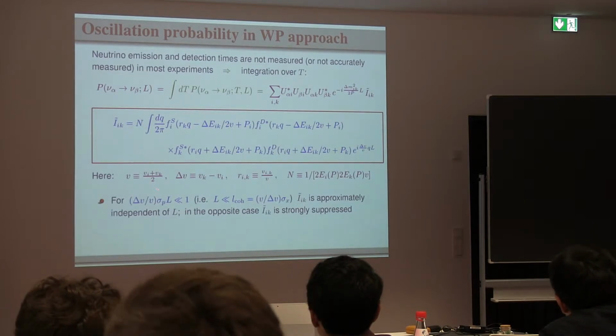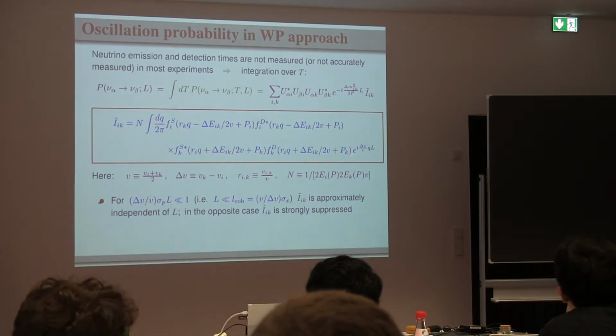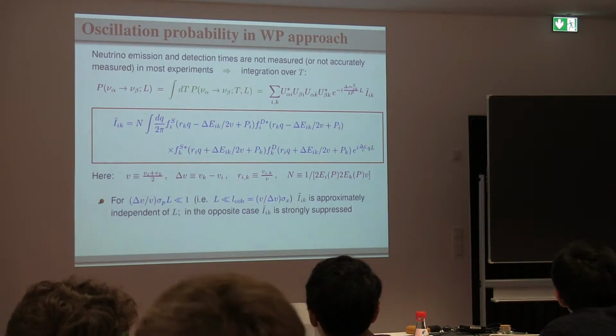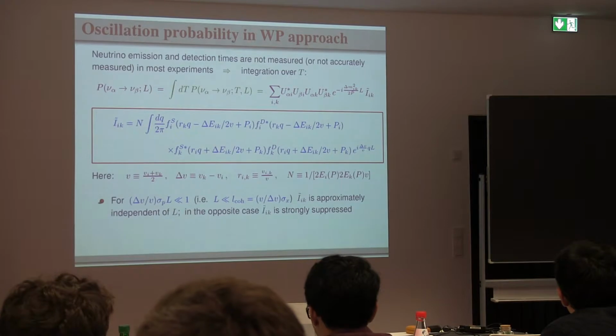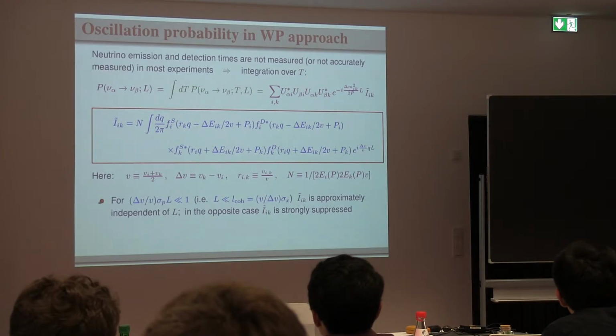If, on the other hand, this condition is satisfied, if it is much less than 1, we can just replace this exponent by 1, and the expression will no longer depend on the coordinate. There will be no coordinate dependence anymore. The coordinate depends only here, as in the standard oscillation probability. What about the energy dependence?